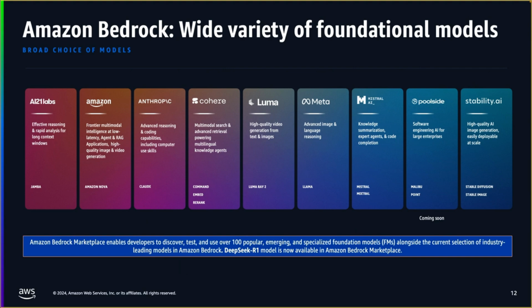From Amazon, we have quite recently announced Amazon Nova models. Then we have models from Anthropic, Meta, Stability AI, Mistral AI. All these models are available via Bedrock, and model selection is one of the most impactful items in your generative AI workloads if we talk about cost efficiency and performance.